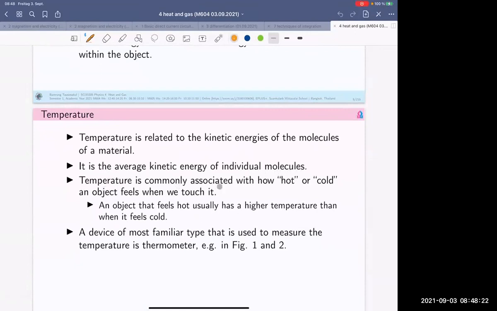Temperature is commonly associated with how hot or how cold an object feels when we touch it. An object that feels hot usually has a higher temperature than when it feels cold. A more familiar device used to measure temperature is the thermometer. Right? We are going to talk about it quite often in this chapter.